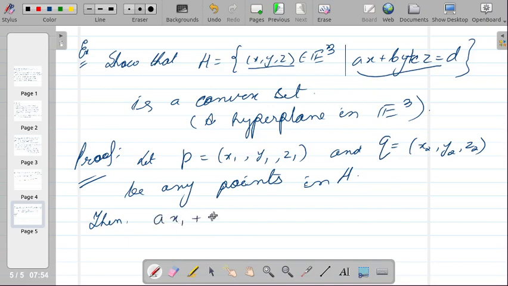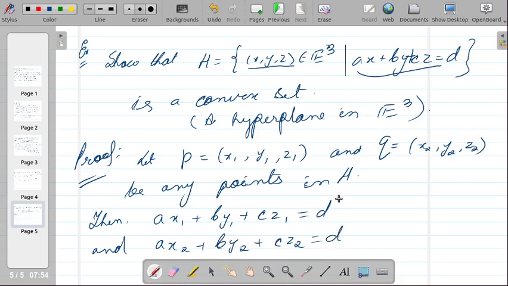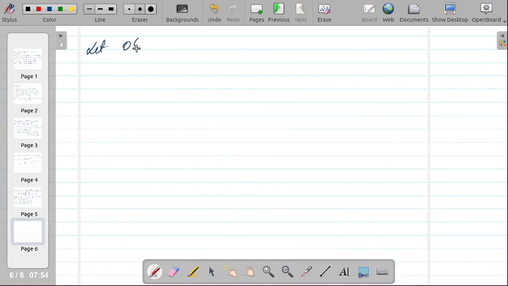A x1 plus B y1 plus C z1 is equal to D. This is satisfied, and A x2 plus B y2 plus C z2 is also equal to D. Now I have to see whether lambda p plus 1 minus lambda q is satisfying this equation or not. So let 0 less than or equal to lambda less than or equal to 1. Then what is lambda p plus 1 minus lambda times of q?